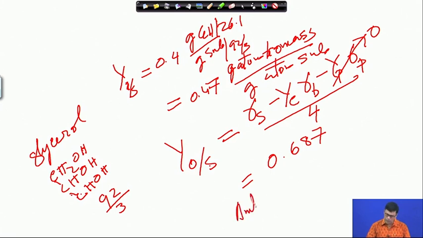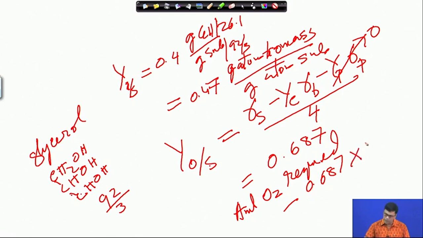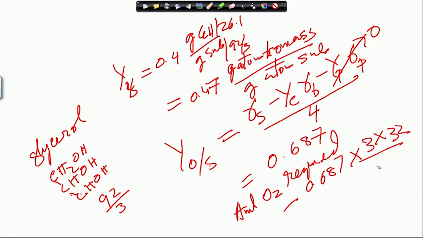And the amount of O2 required, how can we calculate? This is 0.687 multiplied by 32, divided by this 92 by 3. This is 92 by 3 and this is 32. So, if you multiply this, it comes around 0.72 gram oxygen per gram substrate. So, you can easily calculate.